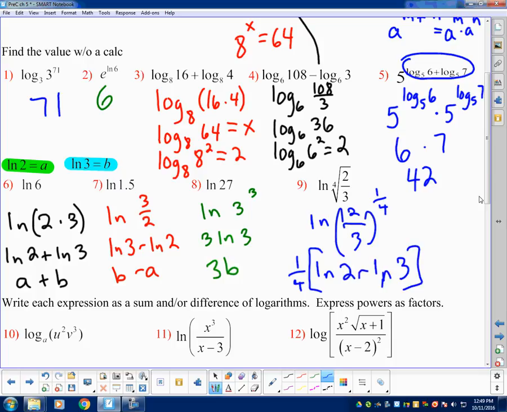So ln of 2 is A, and ln of 3 is B. Yes, so this would be 1/4, and then you could write it as A minus B. Okay, or you could also write it as 1/4 A minus 1/4 B if you distribute it.